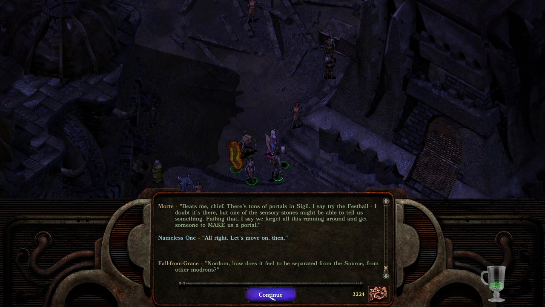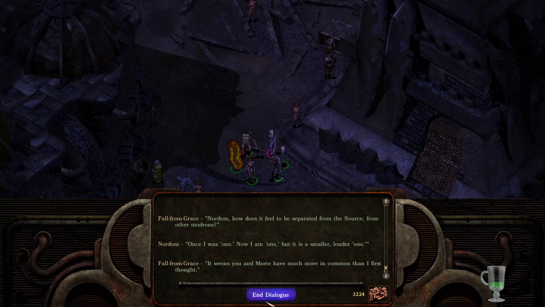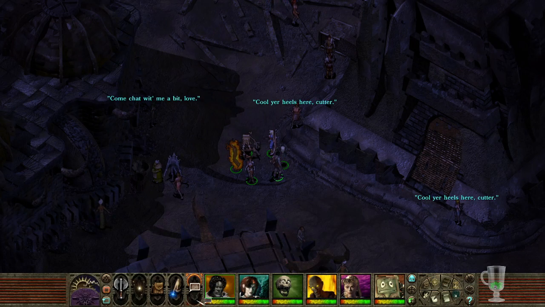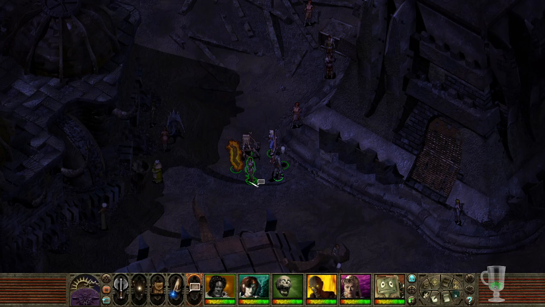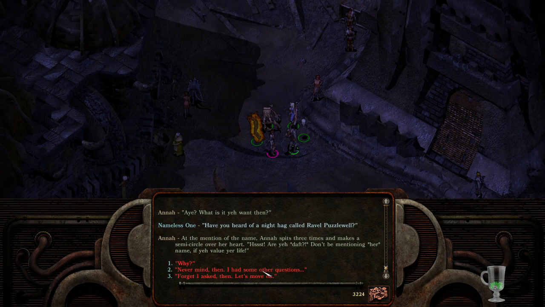How does it feel to be separated from the source, from other Modrons? Once I was one, now I am one. But it is a smaller, louder one. It seems you and Mort have much more in common than I first thought. Mort! What? That's not his fucking name. His name's not just Mort, it's Morte. What is it you want then? Why?